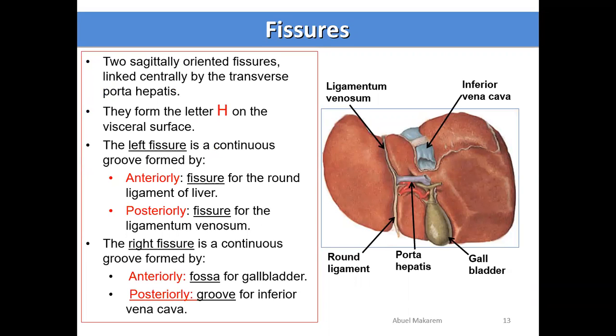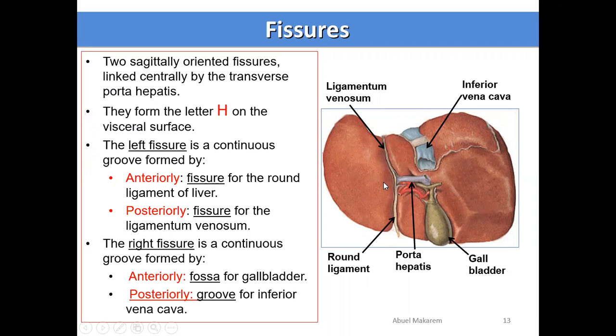Coming to the fissures, what are these fissures? When the peritoneal folds go in between and separate the liver partially up to a certain extent, and these are remnants of something, those are called fissures. So two sagittally oriented fissures are linked centrally by the transverse porta hepatis. There are two fissures on the right and left side which look like an H, with a transverse fissure. They form the letter H on the visceral surface.